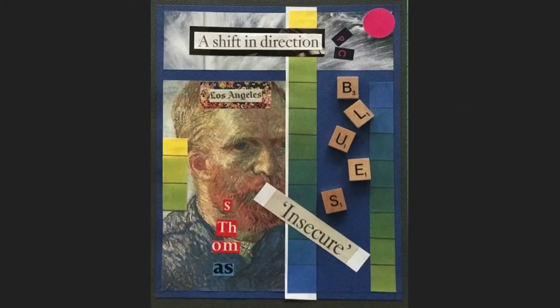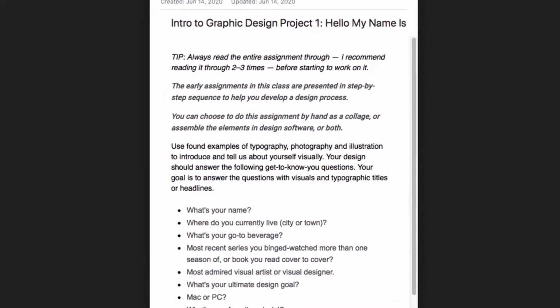All right, welcome to the first critique of assignment 1. What we were doing in this assignment was basically introducing yourself. You were to work with found content, typography, photography, illustration, infographics, to introduce yourself visually. And you had to address certain questions. And the goal was to answer the questions with visuals and typographic titles or headlines.